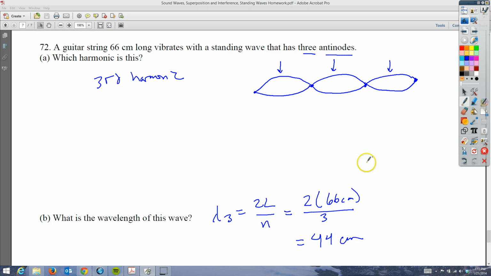And that is the end of the sound superposition and some of the other problems here that we have for standing waves.